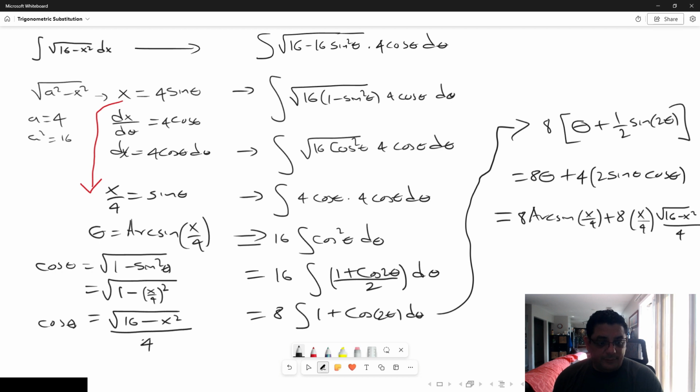There can be some simplification here, of course. This is 8 arcsine of x over 4, and this 8 goes away with this 4 to give me a 2. So the result is 8 arcsine of x over 4 plus x times the square root of 16 minus x squared divided by 2. Then we add the plus C, of course, at the end, and that will be the end of this particular integral. Now let's move on to another example.